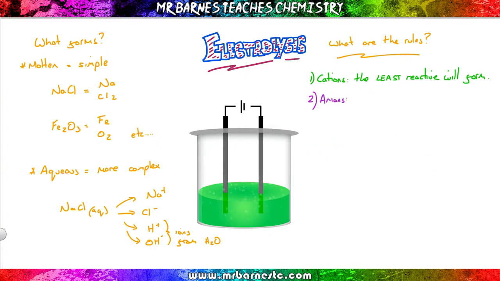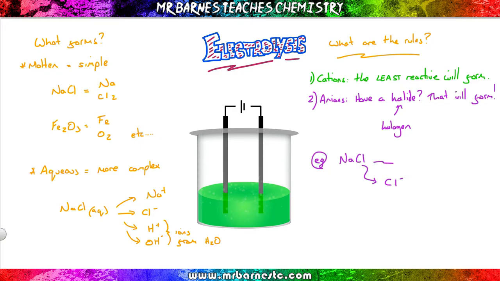If we move on to the anions, nice and simply, have you got a halide? If so, that will form, a halide being a halogen. So for example, sodium chloride, I've got a chlorine, that chlorine is a halide, therefore chlorine will go from Cl- to Cl2, again remembering it's diatomic. The OH- stays in the solution.